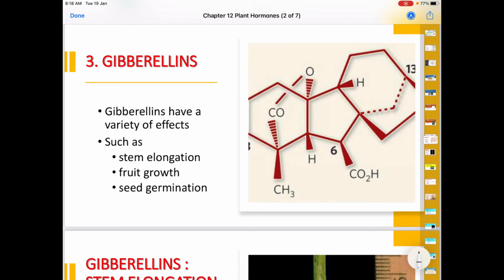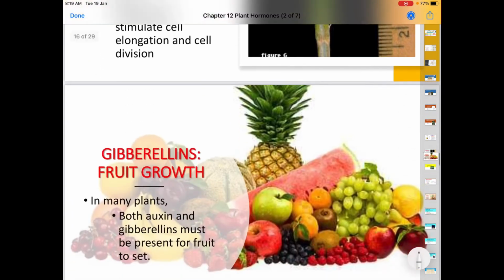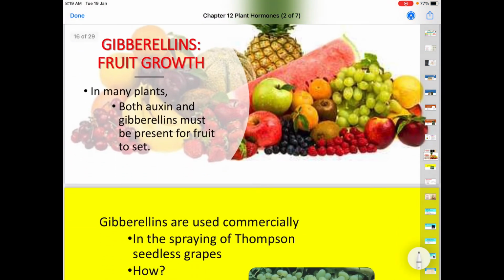So we go into the third hormone, gibberellins. Gibberellins have a variety of effects such as stem elongation, fruit growth and germination. For stem elongation, gibberellins stimulate both the leaf and the stem. In the stem, gibberellins stimulate cell elongation and cell division. So don't be confused between auxin and gibberellin. Gibberellin focuses more on stem elongation, but auxin is more about shoot and root elongation.